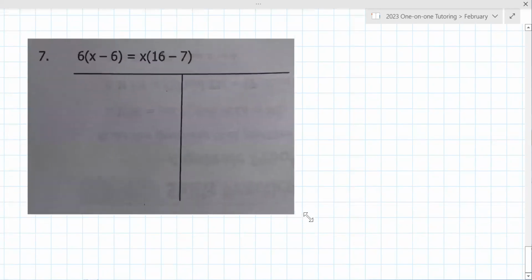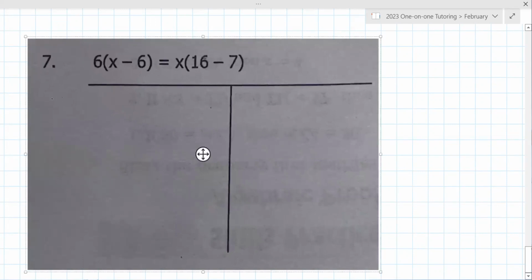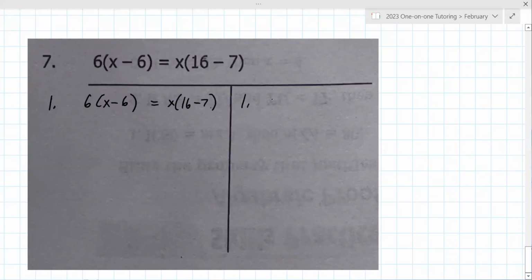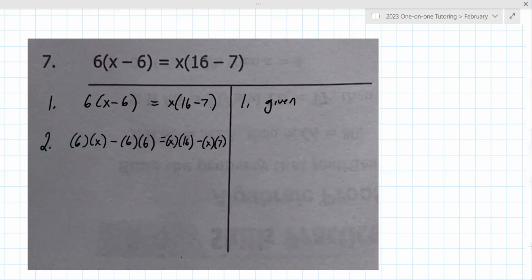All right, so number 7. This one is distributive on both the left and the right, but before you can do that, you have to write it down. You have to provide the given. So we're going to distribute both. So it's 6 times x minus 6 times 6 equals x times 16 minus x times 7. I think it's kind of awkward, but it is necessary to do it this way.